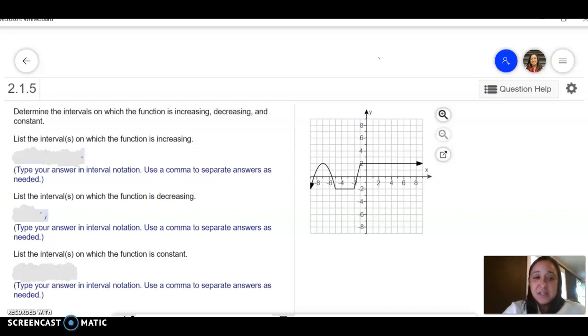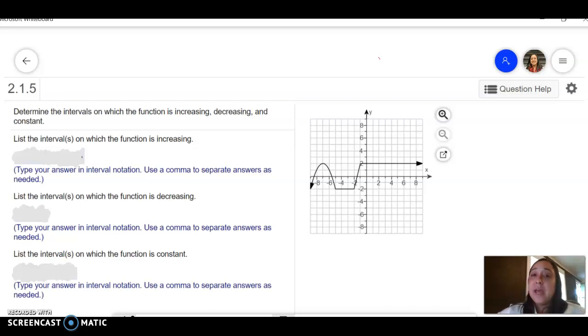Hey guys, so I received an email concerning chapter 2. I have a few students who are having some misconceptions with these piecewise functions and these intervals where we're talking about increasing, decreasing, and having constant intervals on a piecewise function. So let's talk through this together. This is one of your problems.